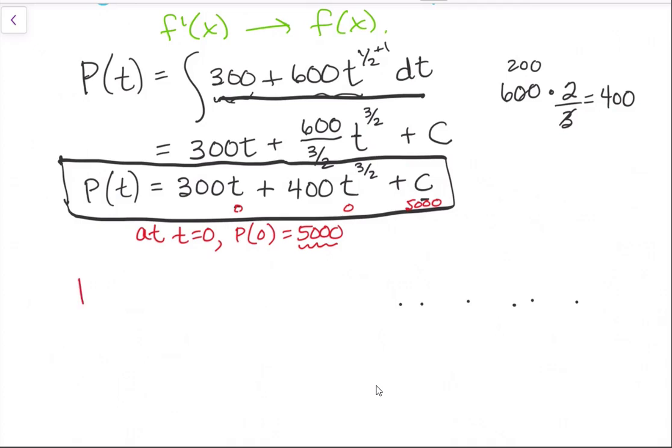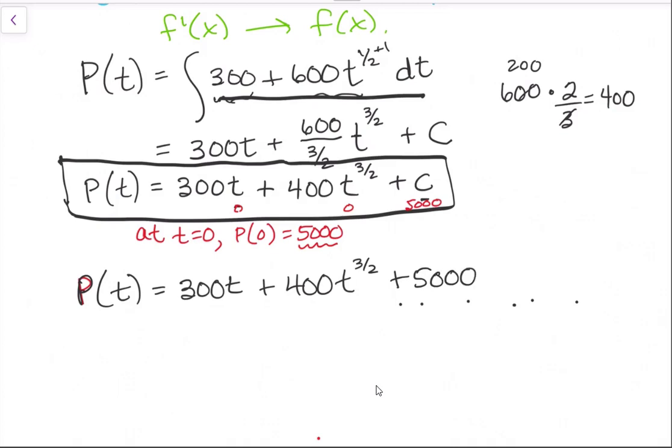So we can now write this as P of t is equal to 300t plus 400t to the 3 halves plus 5,000. There should always be some information in word problems and application problems that allows you to figure out what that C is. Typically you're given a full point, like here we were given T is equal to 0 and P is equal to 5,000. If you replace those values for those variables in the function that you have at this stage, you should be able to solve for C.